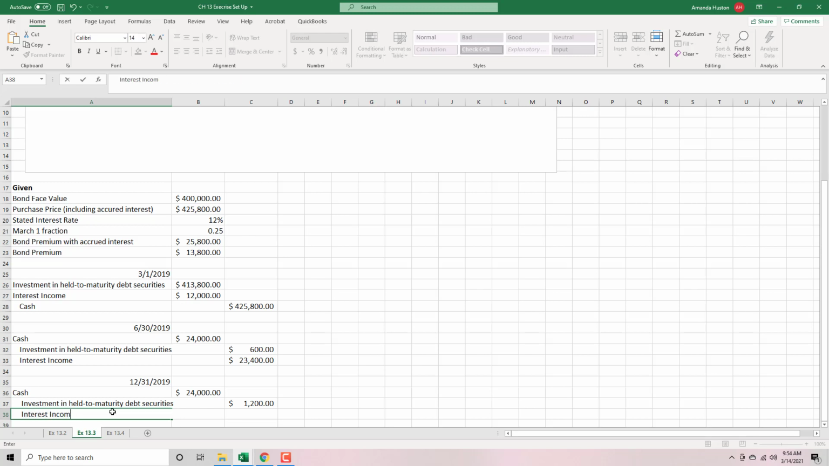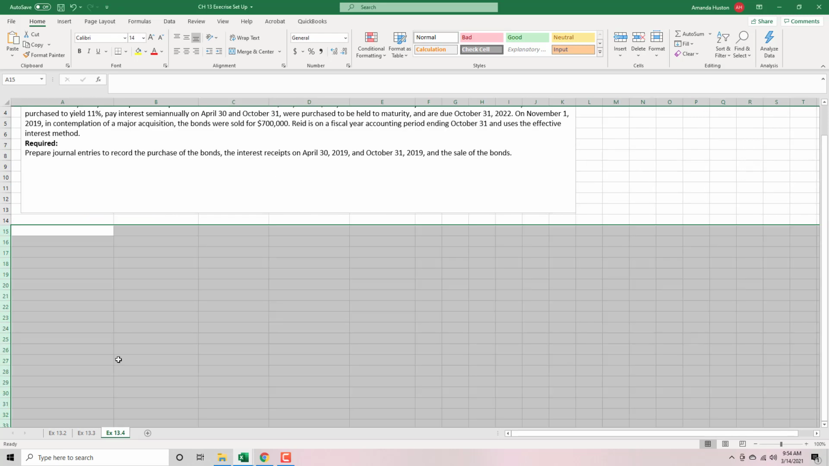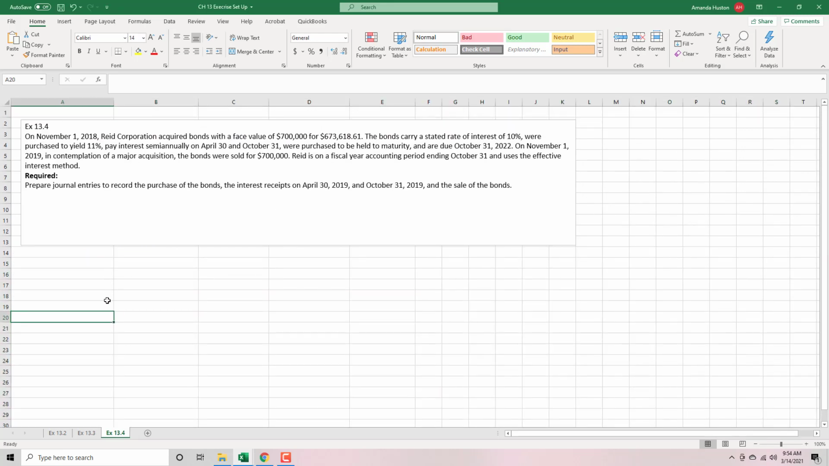On November 1st, 2018, Reed Corporation acquired a bond with a face value of $700,000 for $673,618.61. The bond carries a stated interest rate of 10%, was purchased with a yield of 11%, and pays interest semi-annually on April 30th and October 31st. They were purchased to be held to maturity and are due October 31st, 2022. On November 1st, 2019, in contemplation of a major acquisition, the bonds were sold for $700,000. Prepare the journal entries to record the interest receipt and the sale of the bond.